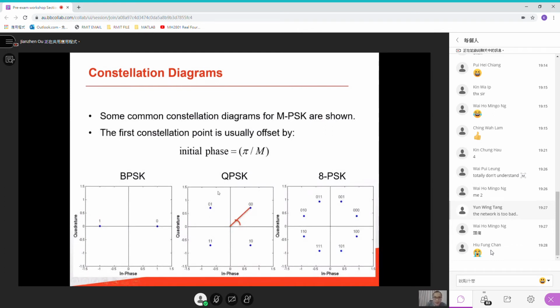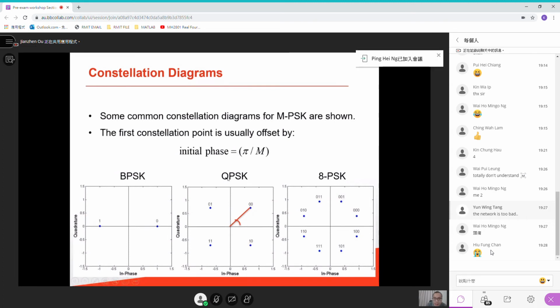You can see this is the constellation diagram. I'm pretty sure you guys know it already. So the initial phase for PSK is always equal to pi divided by M. For instance, for BPSK, M is equal to 2, so the initial phase is pi over 2.